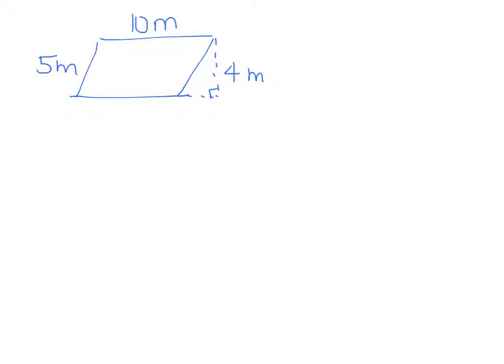So do we know what the base is here? Yes, what number? Is it the 10, the 5, or the 4? 10, right? Okay, that's easy. We have the base. Now we need to find the height. But there's 2 options. There's 5 meters, which is the length of this side here, and then there's 4 meters, which is the length of this perpendicular height, okay?